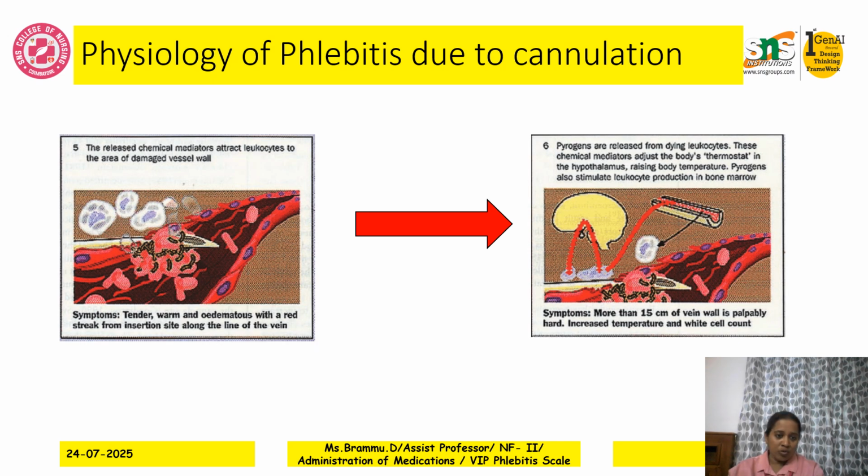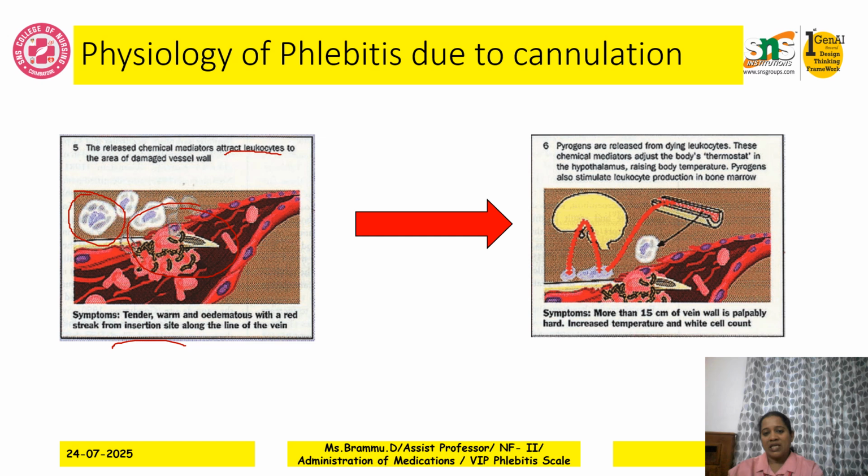And in the last two stages, due to the chemical mediators attracting the leukocytes, there is damage to the blood vessels, and you can see these are WBCs, the white colored things, and you can see some thrombus formation and fibrin getting stimulated. So the patient is having tenderness, warmth and edema, and you can see the vein is very red in color.